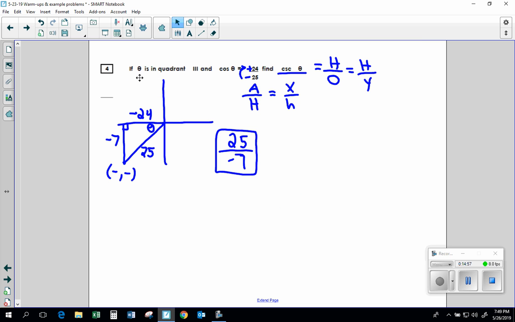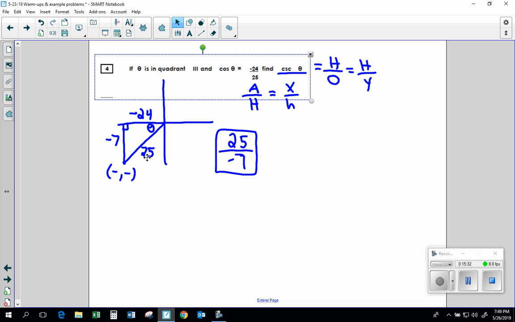All right, so it says if theta is in quadrant 3. So again, we draw our x and y axis. Okay, draw a right triangle in quadrant 3. Theta is always right here between the terminal side and the x-axis, or you can say the hypotenuse and the x-axis. Okay, and it says that cosine is, let me erase what originally was here, cosine is negative 24 over 25. Cosine is adjacent over hypotenuse, negative 24 adjacent, over hypotenuse 25.